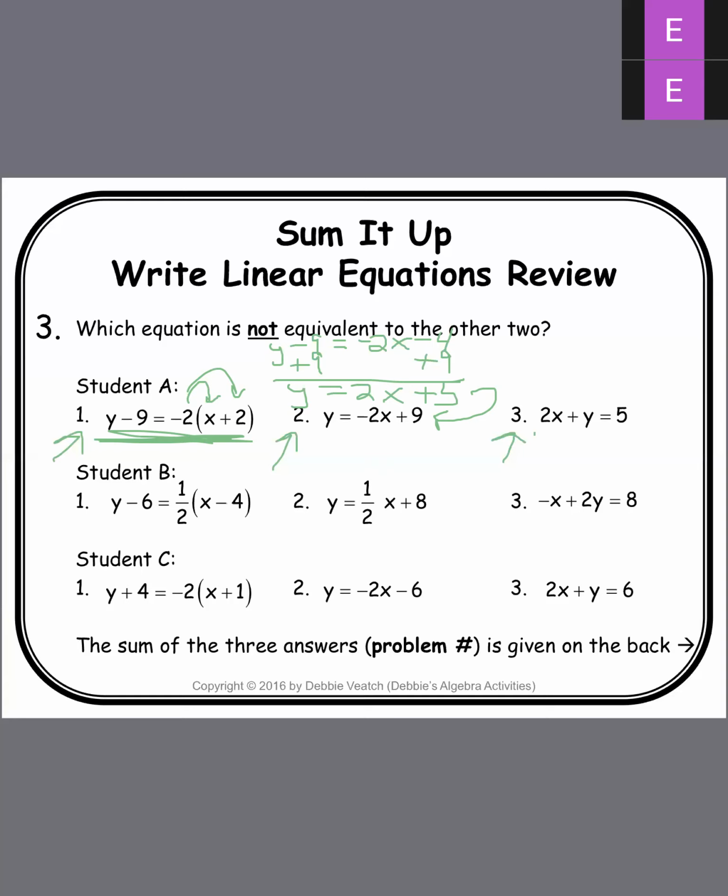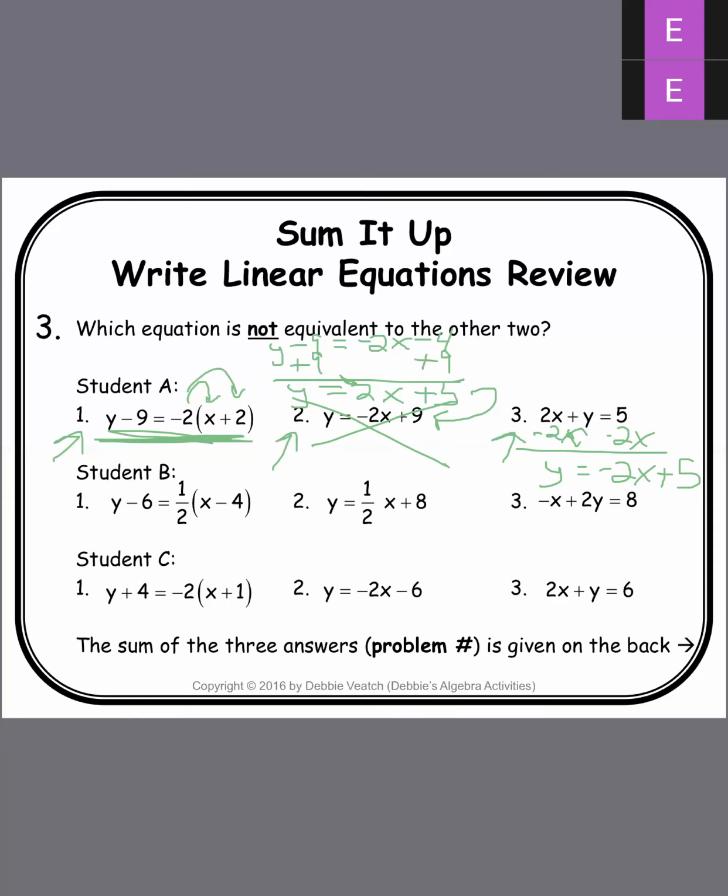So luckily, that's pretty easy. All I have to do is minus that 2x from both sides. So I get y equals -2x plus 5. So now I can see, oh, I forgot my negative right here. The first and the third one match, so it's the second one that doesn't match the other two. Okay, so that's how you do that page.